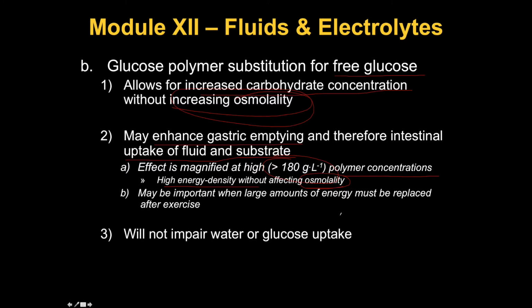So a lot of post-exercise beverages are on the market as well that try to promote the replacement of glycogen without having too much of an offset for the athlete as far as being able to intake a large amount of carbohydrate. So it's not going to impair water or glucose uptake, and that's important for replenishing glycogen stores. It's important for maintaining electrolyte concentrations and getting fluid intake.